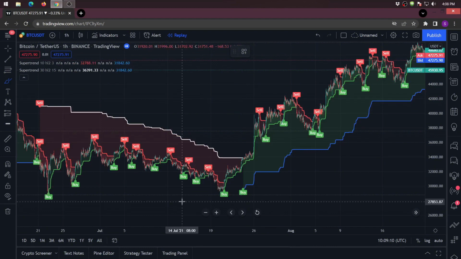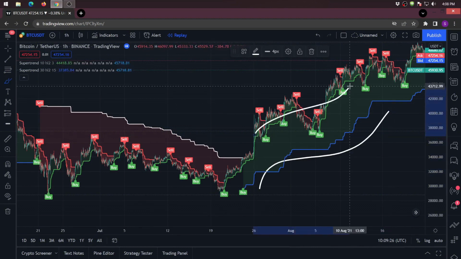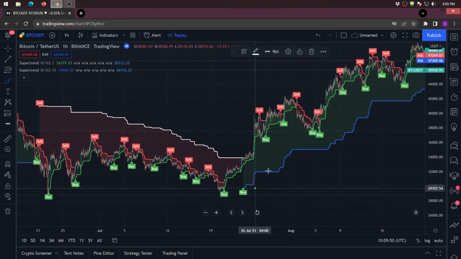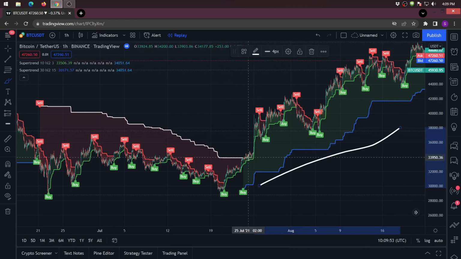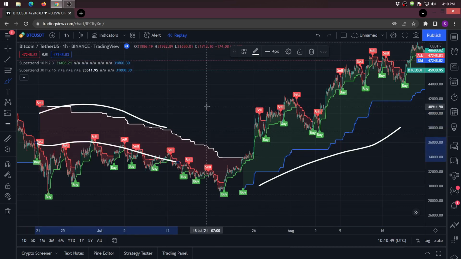In this chart you can see two different Supertrend signals. One is the long-term trend and two is the short-term trend. When the long-term trend stays bullish, at this time we just take long positions from the short-term trend, and when the long-term trend stays bearish, at this time we just take sell positions from the short-term signal. So let's go with a live example.